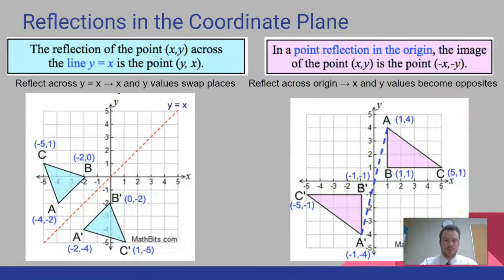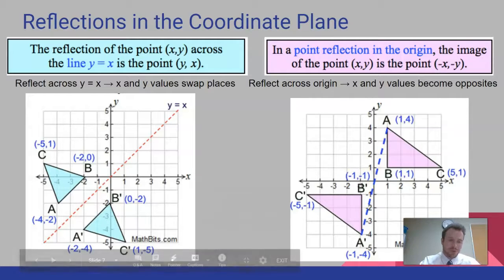A couple more rules for reflections. So here's an interesting reflection. We have a reflection of the point (x, y) across the line y equals x. So you end up swapping the x and y values. You see how the y value moves into the x spot, and then the x value moves into the y spot. Basically, they just swap.